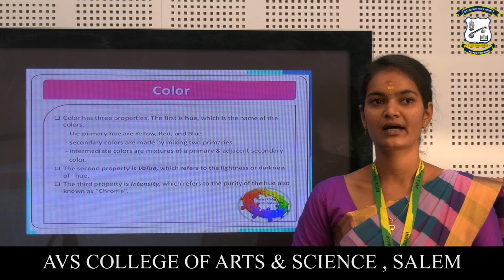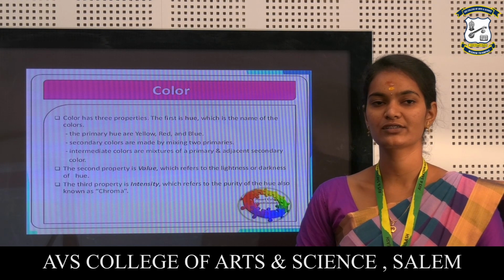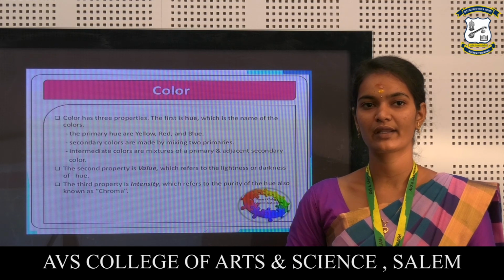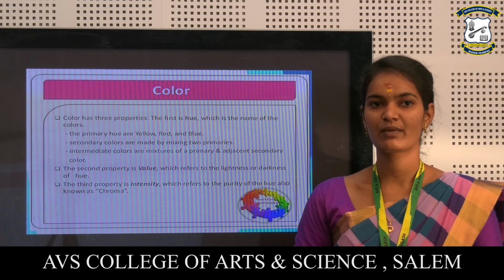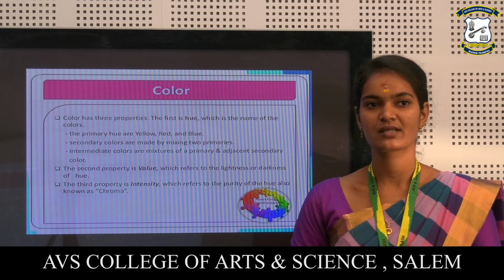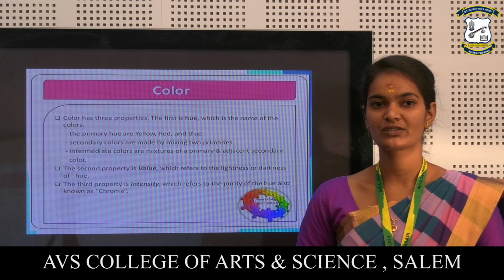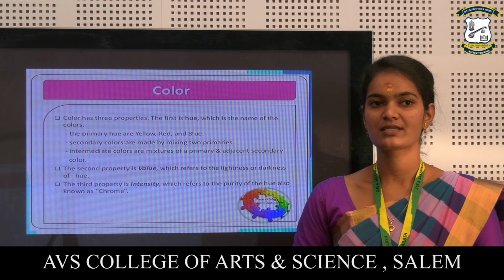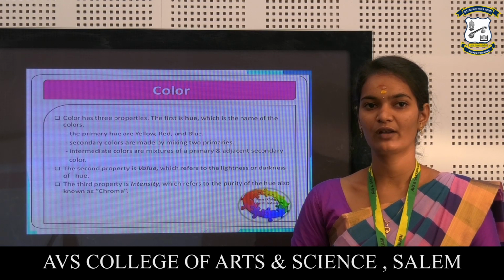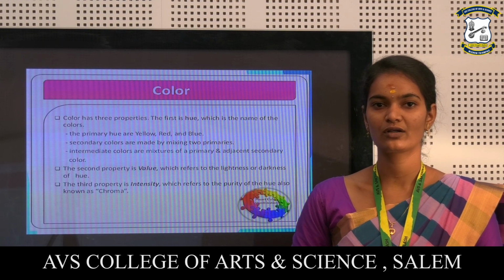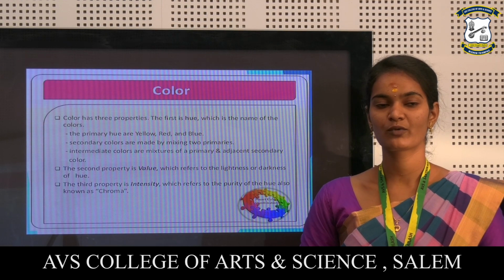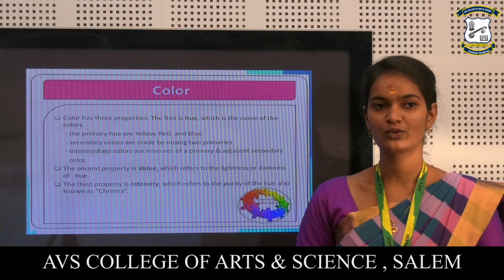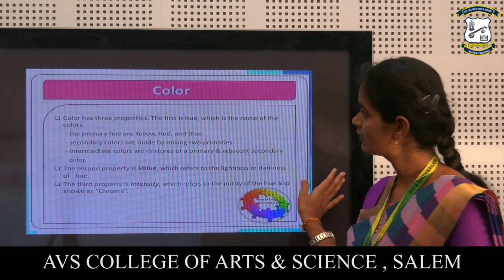Colors. Color has three properties. The first is hue, which is the name of the color. The primary hues are yellow, red and blue. Secondary colors are made by mixing two primaries. Intermediate colors are mixtures of a primary and an adjacent secondary color. The second property is value, which refers to the lightness or darkness of a hue. The third property is intensity, which refers to the purity of the hue, also known as chroma.